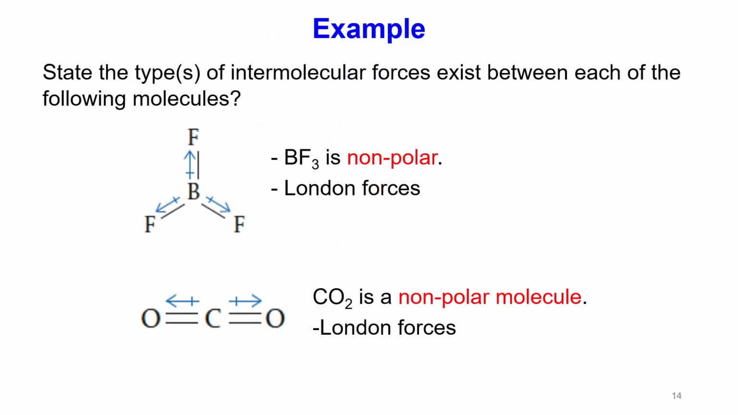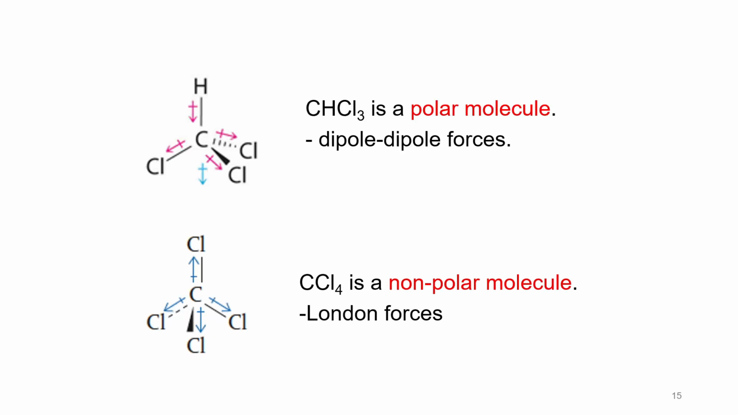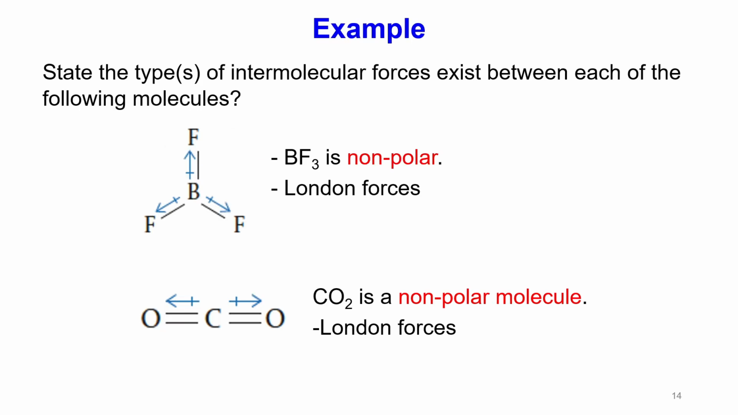So the example: state the types of intermolecular forces that exist between each of the following molecules. Jadi kita tengok dahulu. BF3 is non-polar. Jadi kalau dia non-polar, dia mempunyai London forces. Next, we have CO2. CO2 is a non-polar molecule because the resultants cancel each other, left and right. So it is linear and has London forces.